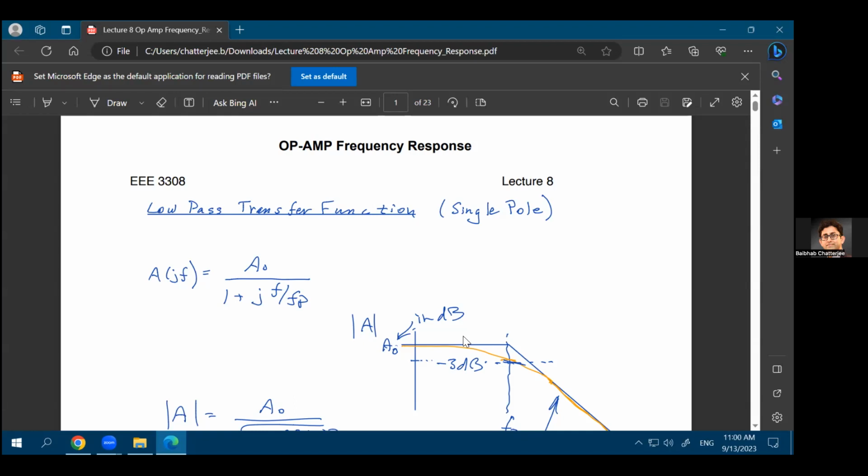This is the explanation why the slope is minus 20 dB per decade. When you increase your frequency by 10 times, your transfer function will reduce by 10 times. The reduction of a factor of 10 is minus 20 in dB scale. So as you increase your frequency by a decade, that is 10 times, the value of the transfer function in dB scale will reduce by 20 dB. So that's why it is said that the slope in this part of the transfer function is minus 20 dB per decade.